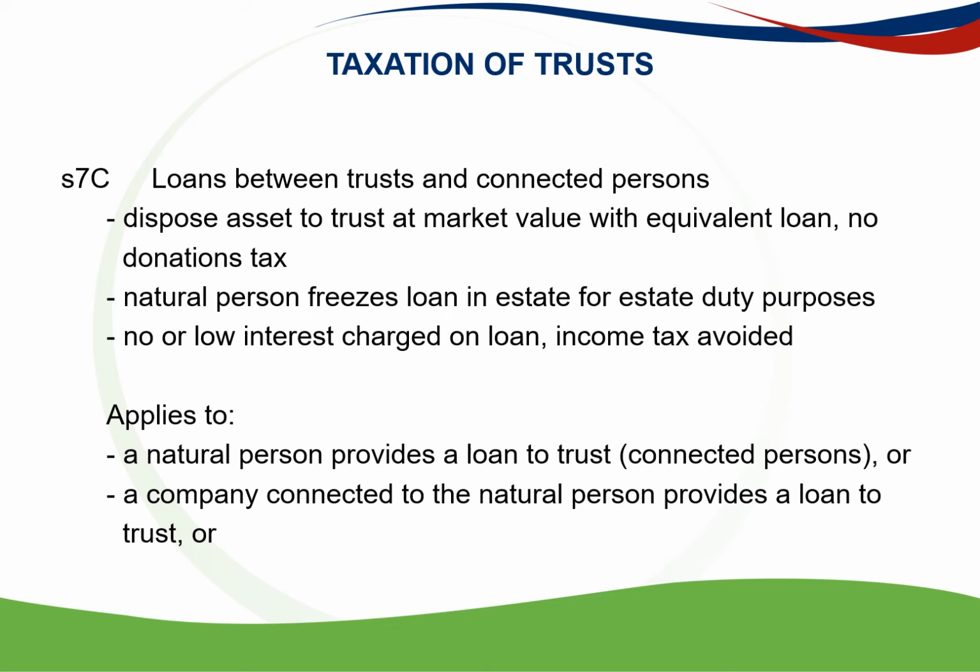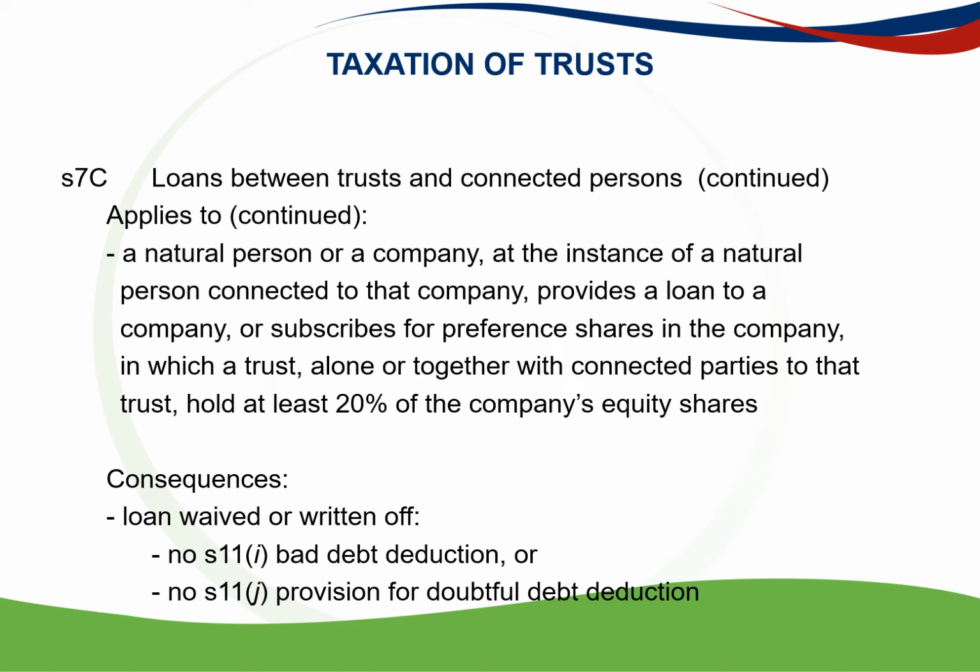So 7C applies to a natural person that provides a loan to a trust, and they're connected persons, or a company that's connected to the natural person provides a loan to the trust. It also applies to a natural person or a company at the instance of the natural person that's connected to the company, provides a loan to a company or subscribes for preference shares in that company, in which a trust alone or together with connected parties to the trust hold at least 20% of the company's equity shares. So if this 20% requirement isn't met, then the section doesn't apply.